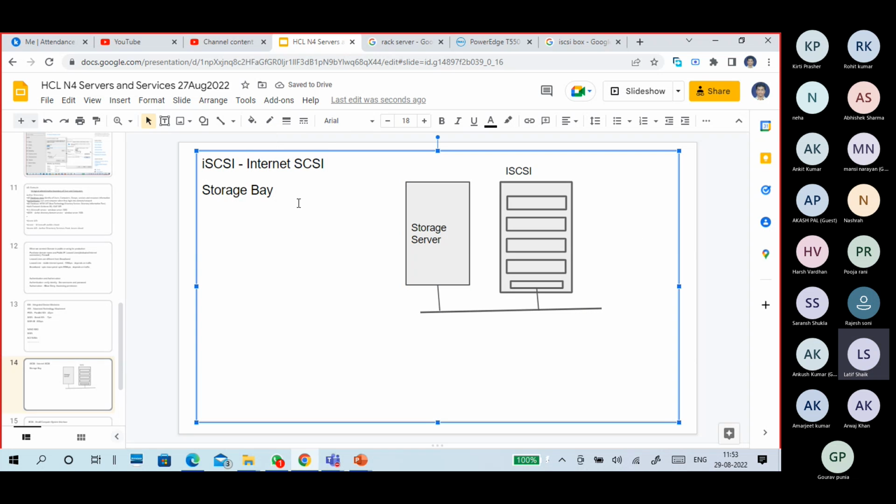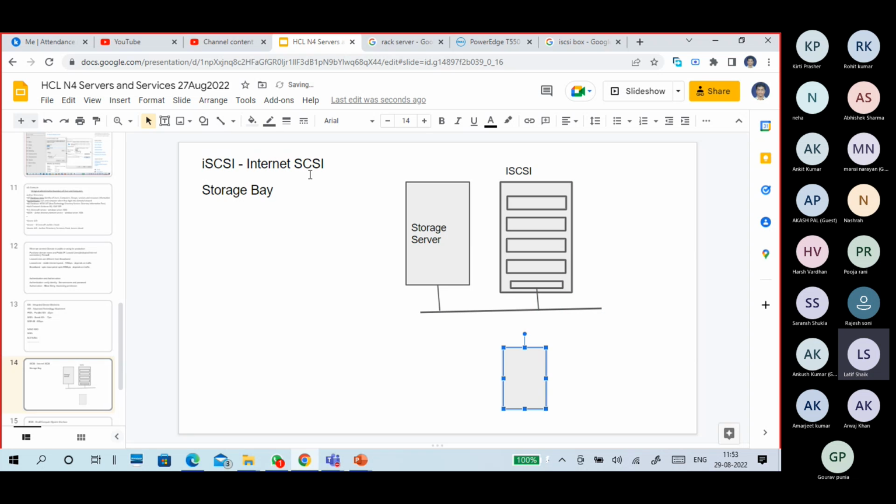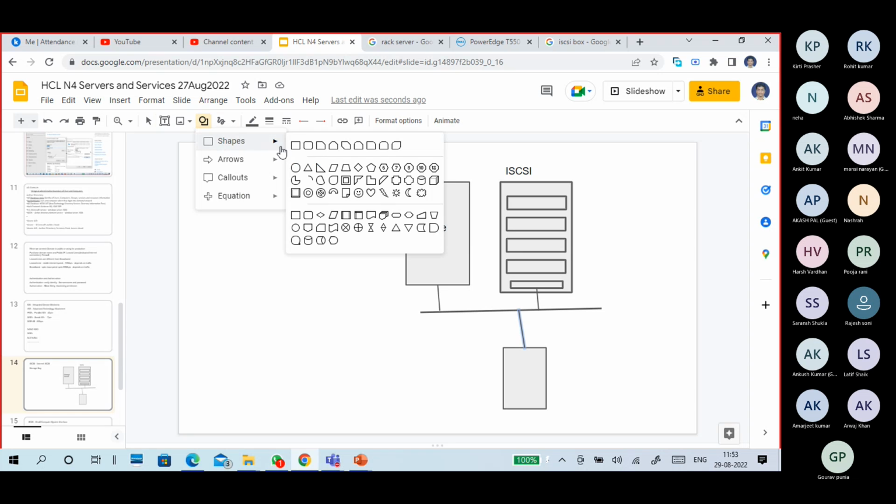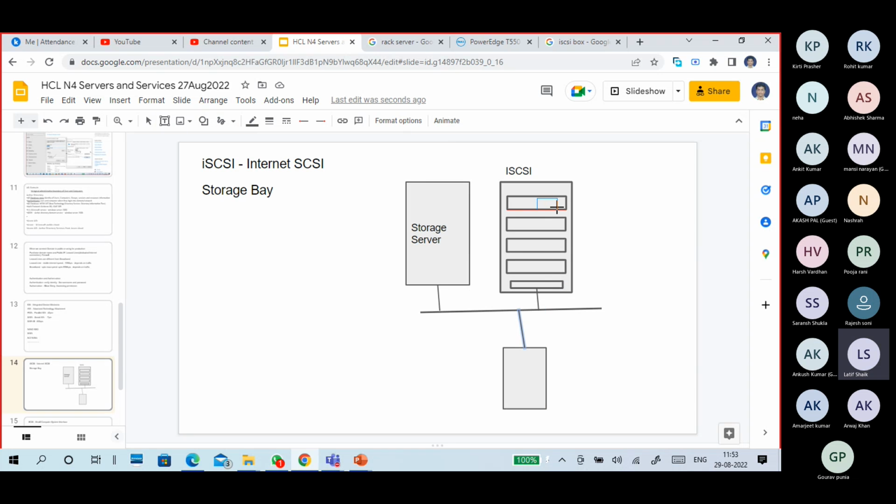Okay, next, for example, if someone in my network, some kind of server, requires a 100 GB hard disk. Both are in the network only, so both are in a network. It requires a 100 GB hard disk. So what will I do? I will take a small portion from any iSCSI disk. In the disk bay only, I'll take, for example, 100 GB.